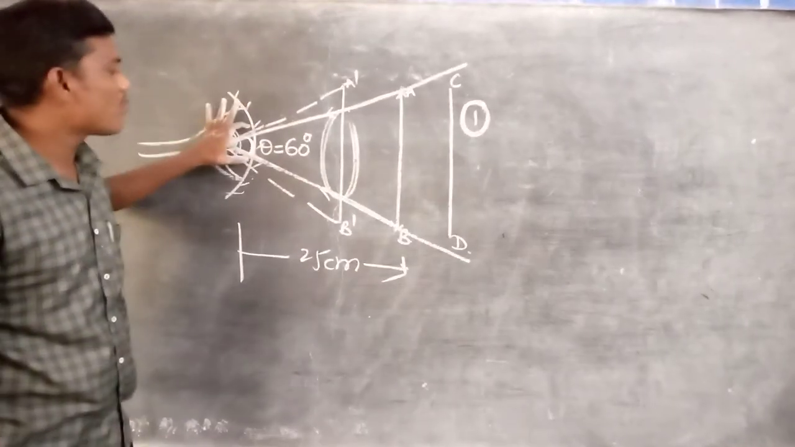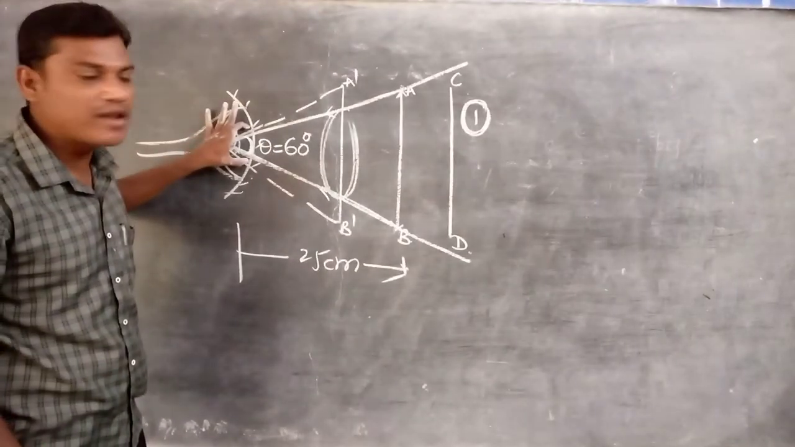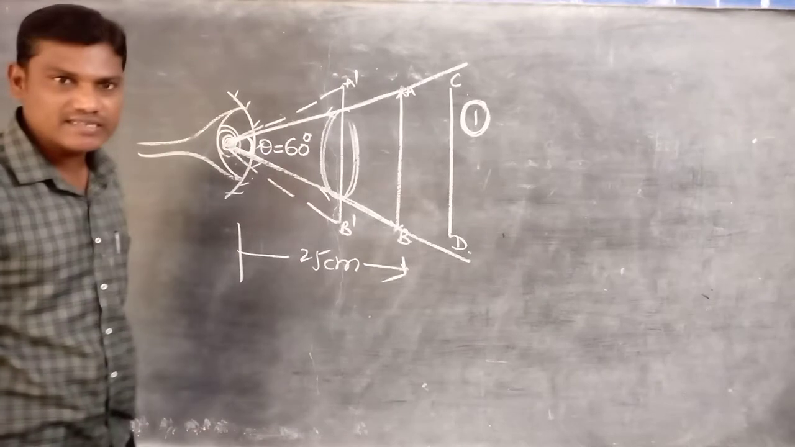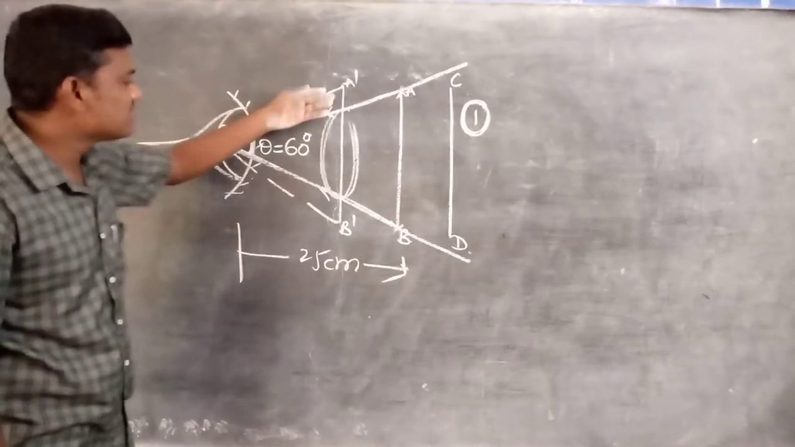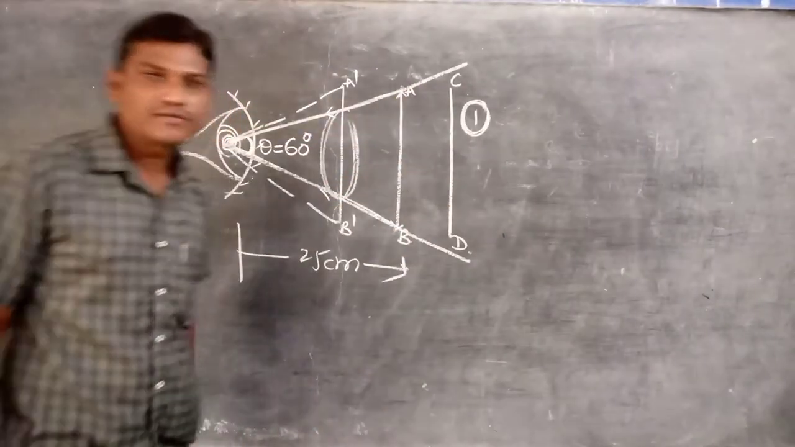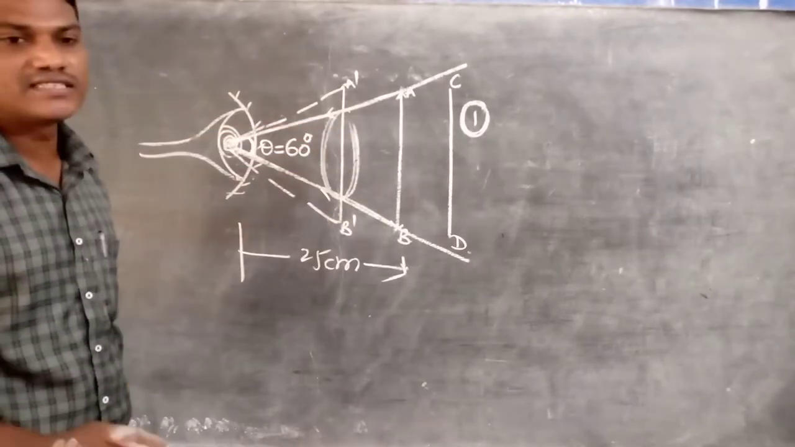If the angle is above the 60, then what will happen? We can see the near object. Is it correct or not? If the angle is below the 60, we can see which one? Whole object. Listen very carefully.